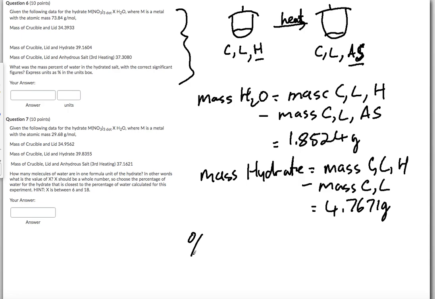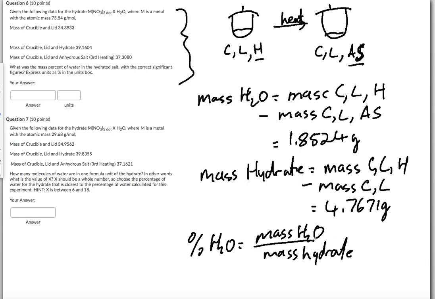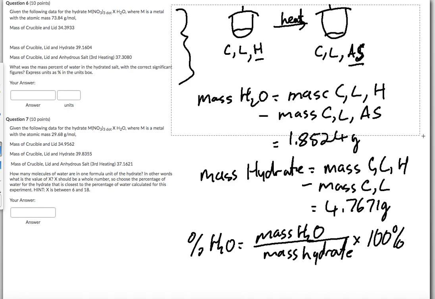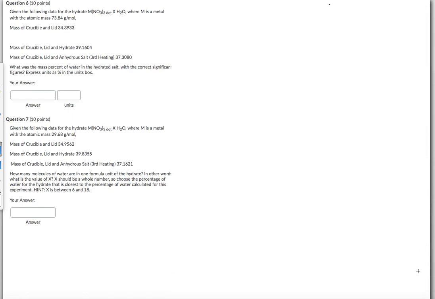If we want the percentage of water, and that's what we're looking for here, it's going to be the mass of water, which we've already got, divided by the mass of hydrate, and that's multiplied by 100%. So that's how you're going to get the percentage of water. We'll need this information to be able to do number 7 as well. So give me a second here and I'll just delete the stuff I've got on the screen, and we'll go through how you might do number 7.